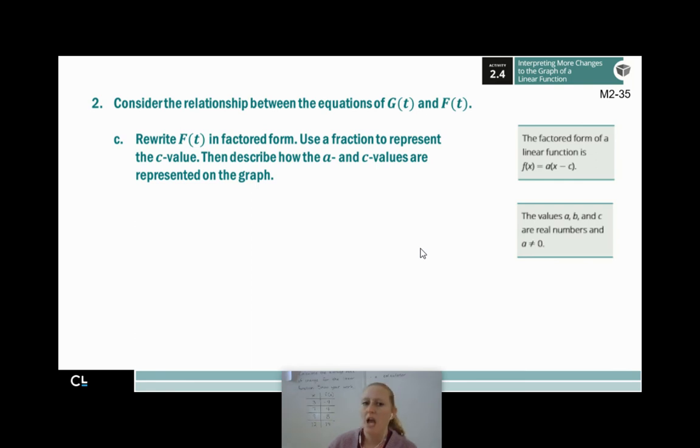Here's a tricky bit. I would like you to take this f of t that you just found and rewrite it in factored form. You may have to use a fraction to represent your C value. Fractions are okay, fractions are our friends. And then describe what it is you found with your A values and your C values in factored form. Go ahead and hit pause, see if you can work this out, and then hit play when you're ready to check it.